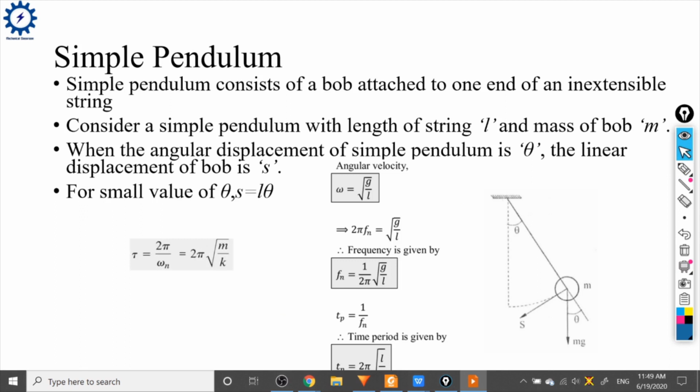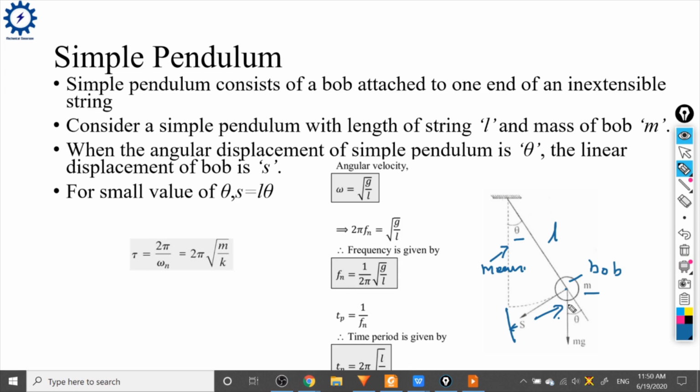A simple pendulum consists of a bob, which you can see in the diagram. This bob is executing simple harmonic motion, and this is our mean position. Let L be the length of the pendulum, let m be the mass, and theta is the angular displacement. Let the linear displacement of the bob be s, as you can see here. This is the linear displacement from maximum position to mean position.